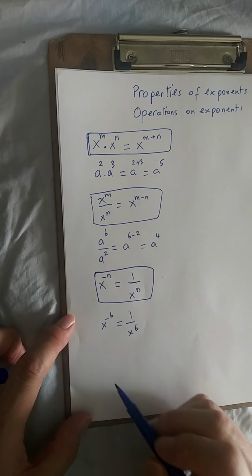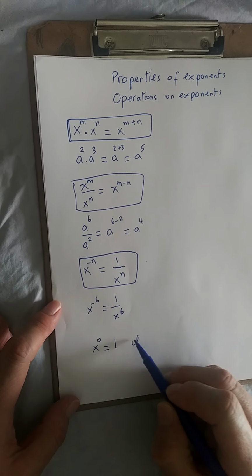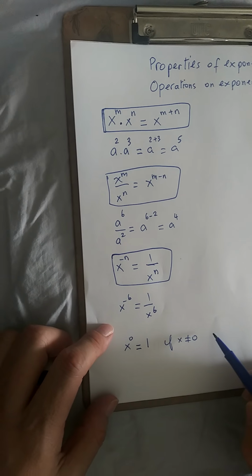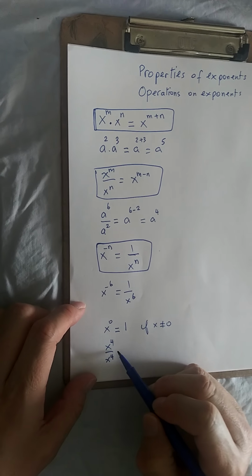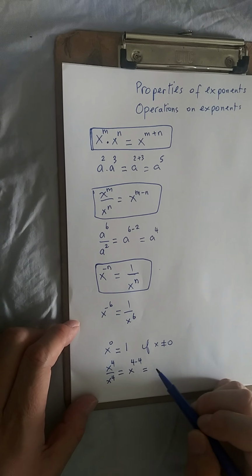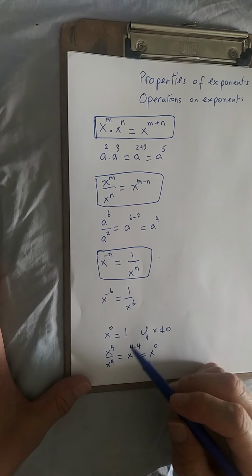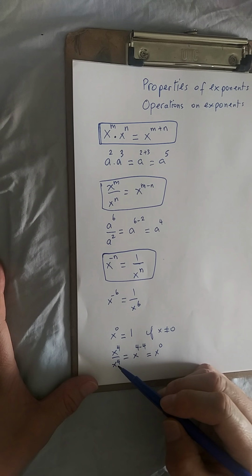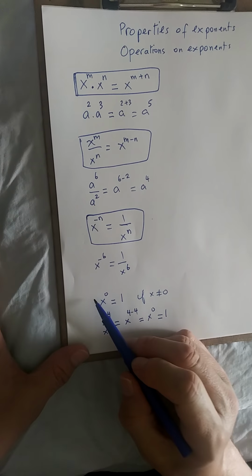X to the power 0 is equal to 1 if x itself is not 0. For example, we could write x to the power 4 over x to the power 4 as x to the power 4 minus 4, which is x to the power 0. But x to the power 4 over x to the power 4, you're dividing two equal numbers. Whenever you divide two numbers that are equal, the answer is 1. So x to the power 0 is equal to 1.